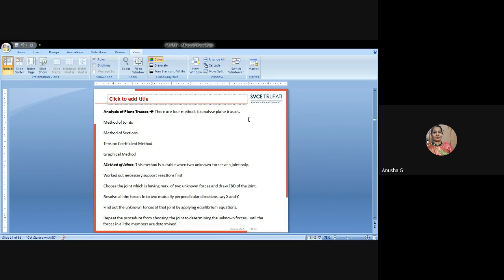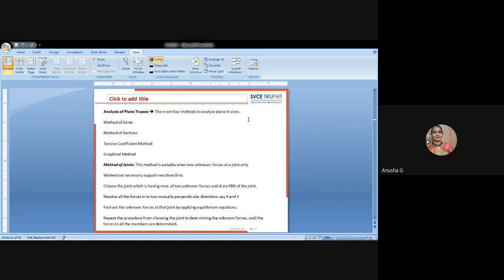Next, analysis of plane truss. There are four methods of analysis of a plane truss. One is the method of joints. The second is the method of sections. The third is the tension coefficient method. And the fourth is the graphical method. These are all the different types of analysis that can be used for a plane truss.